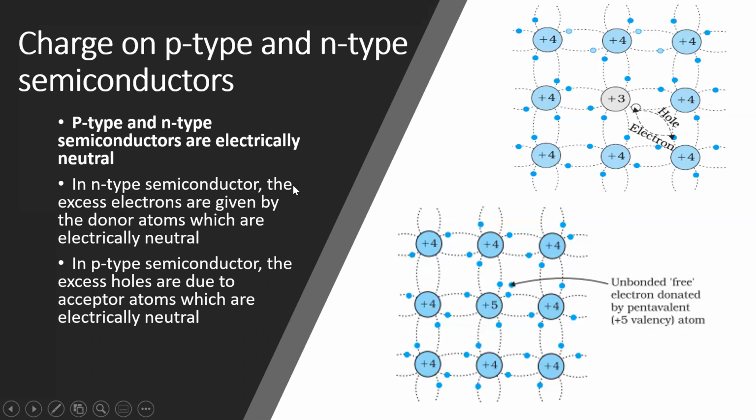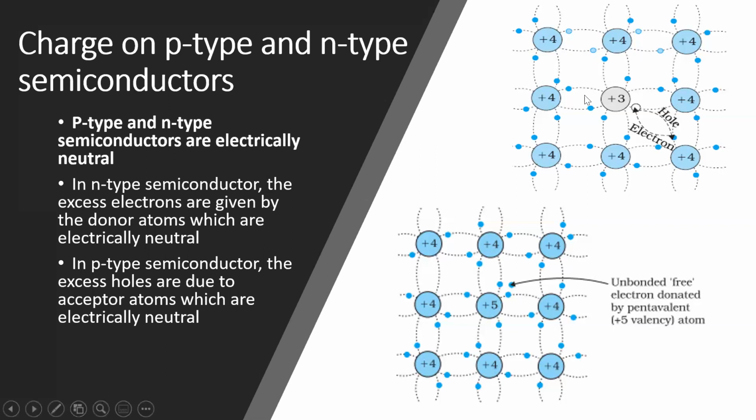So in n-type semiconductor, the excess electrons are given by the donor atoms, that is the pentavalent impurity atoms, which are electrically neutral. So we are not adding a charged particle or we are not just adding extra electrons to the crystal lattice. So it is electrically neutral.